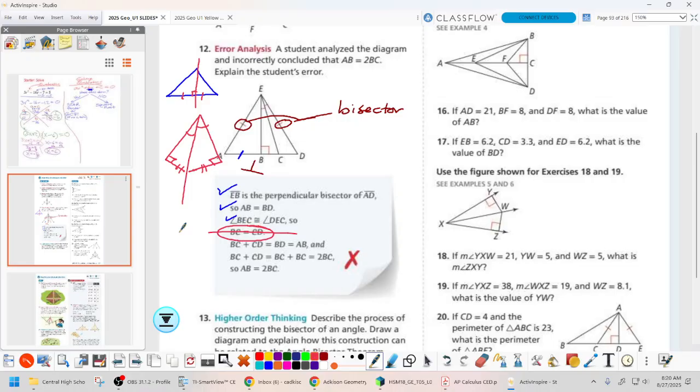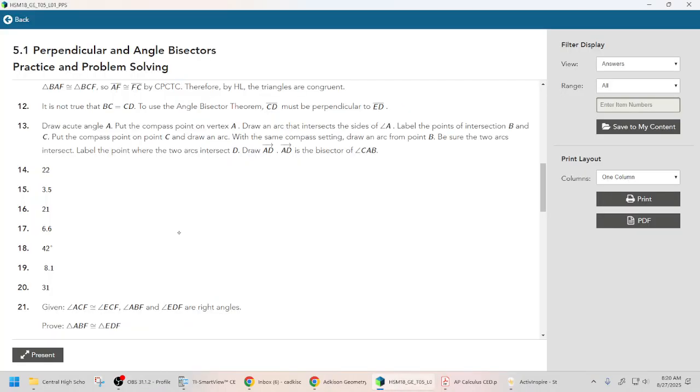Okay, the rest of the problems we'll just check here. So number 14 was 22. Number 15, 3.5. Number 16, 21. 17, 6.6. 18, 42 degrees. 19, 8.1. And 20 was 31.